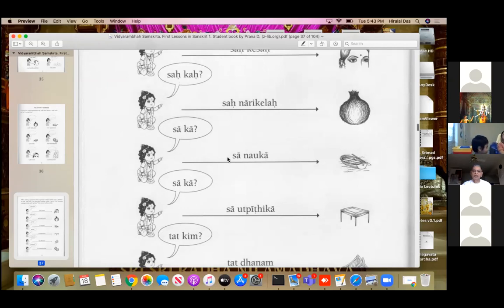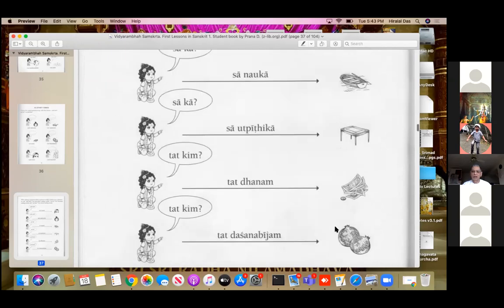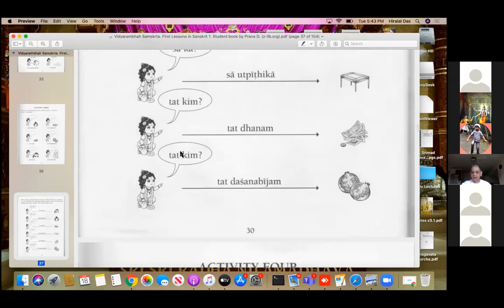Sa ka. And here utpitika is table. So utpitika, table, feminine. So sa ka for utpitika. Dhanam is money, so that is neuter. So for tat dhanam, tat kim, tat dhanam asti. Similarly, tat kim, tat dasana bijam asti, like that.